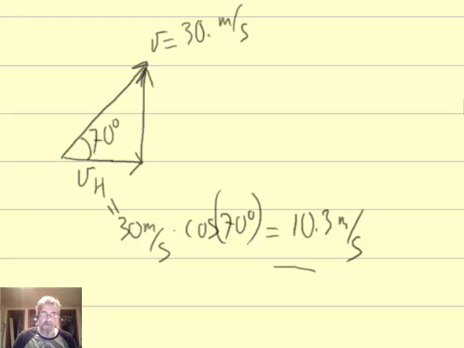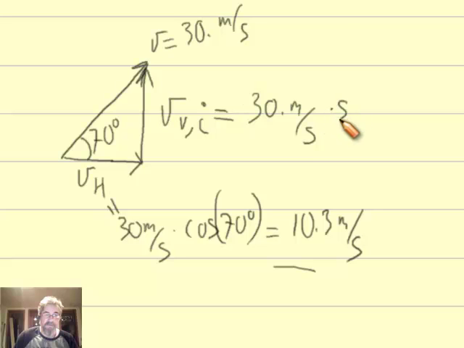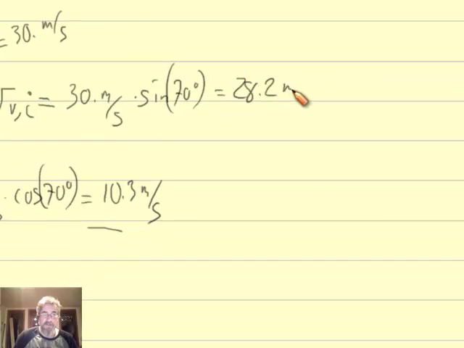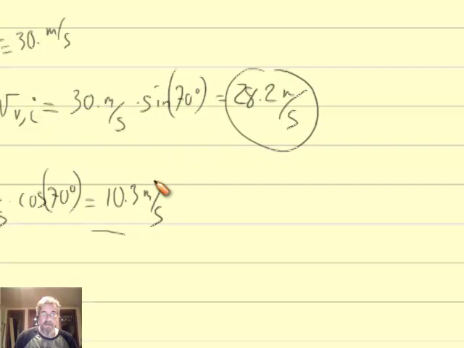Well, the vertical component, VV I'll call it, and I think I'll call it VVI for initial because we know this is going to eventually change. Well, that's going to be, because it's opposite the 70-degree angle, equal to our 30 meters per second times the sine of the 70-degree angle. And that turns out to be 28.2 meters per second. That's a starting velocity. That'll change. The horizontal, we have a velocity that isn't going to change.